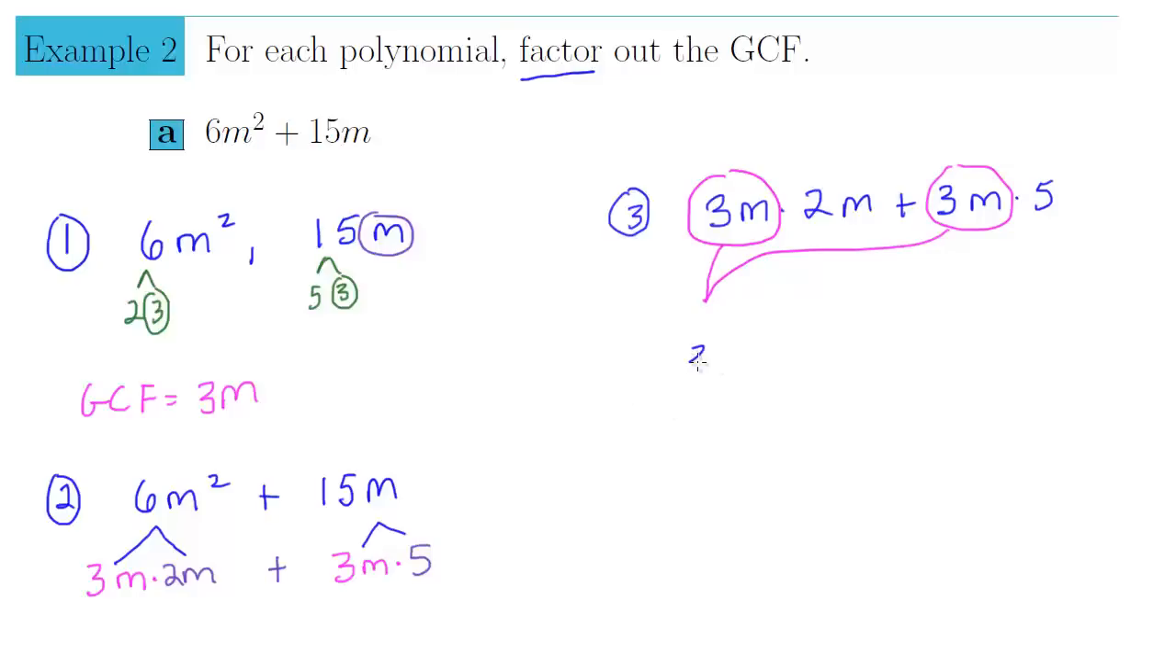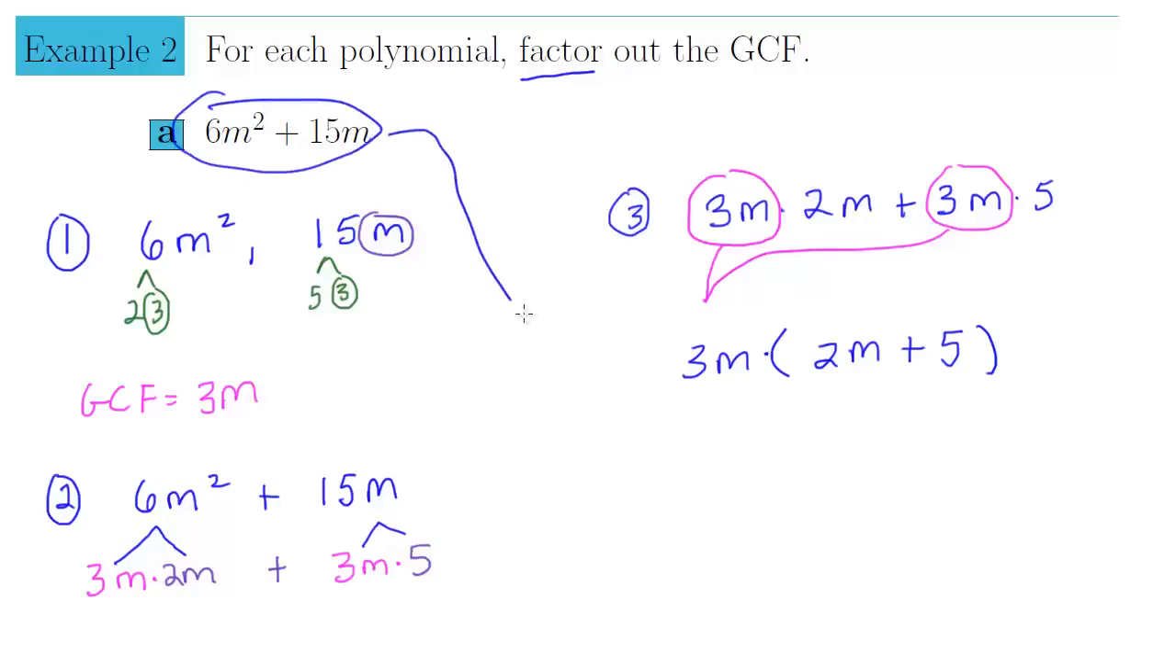So I have a 3m, and then I write what must be left. If I take the 3m out of the first term here, I have a 2m left. And if I take the 3m out of the second term, I have a plus 5. So this is my factored form because I've written my polynomial as a product. Right? I have a 3m times the polynomial 2m plus 5.